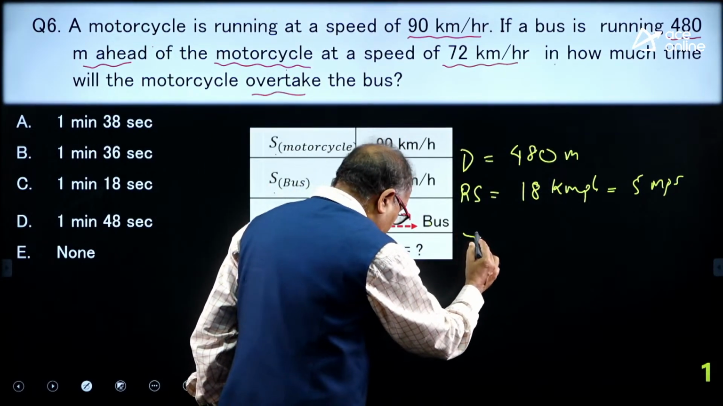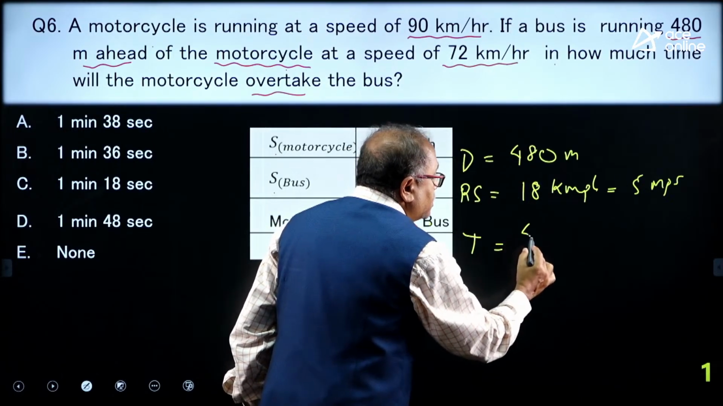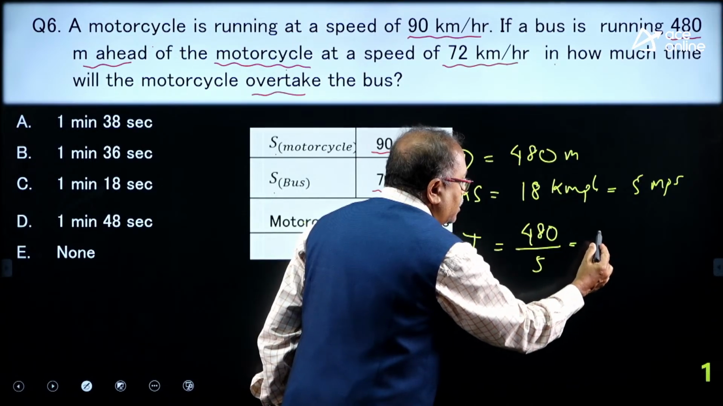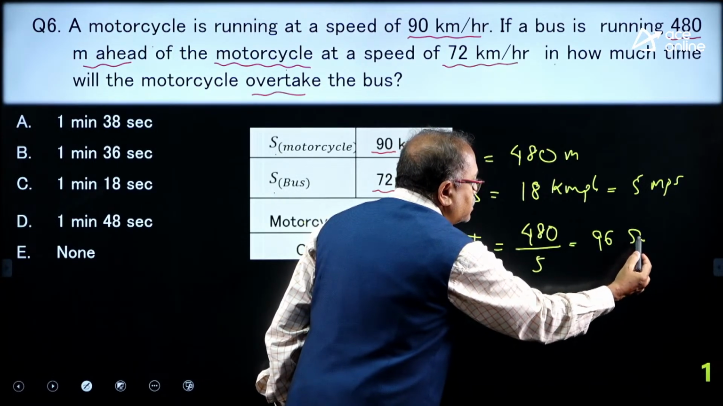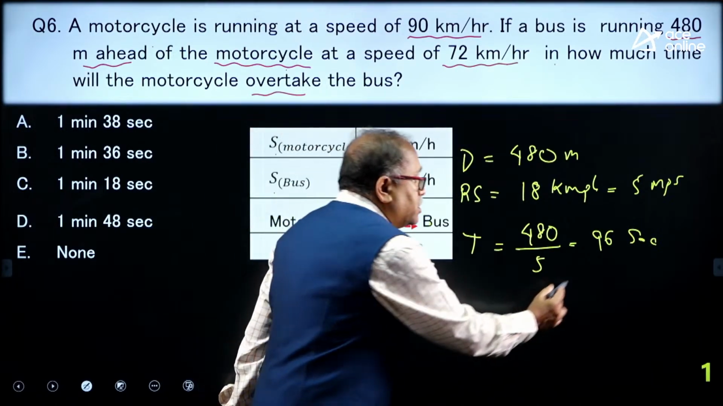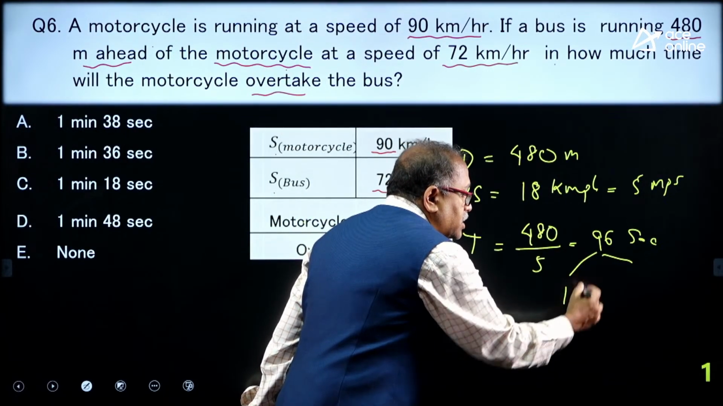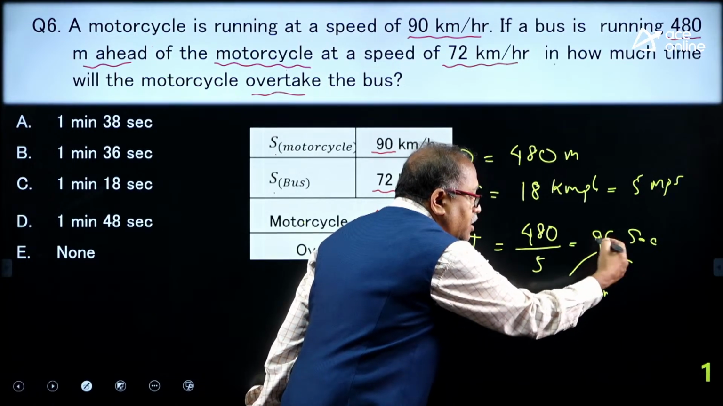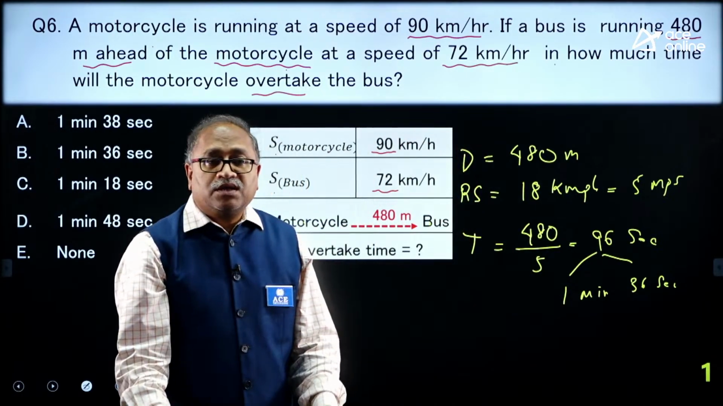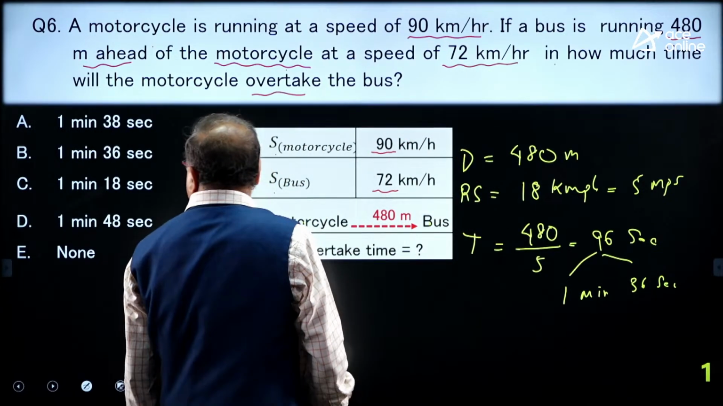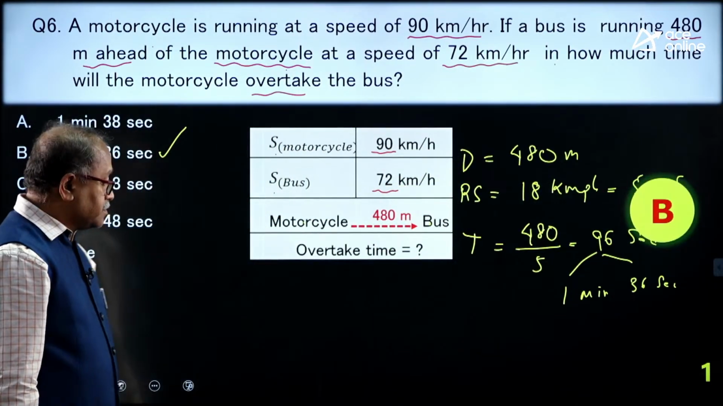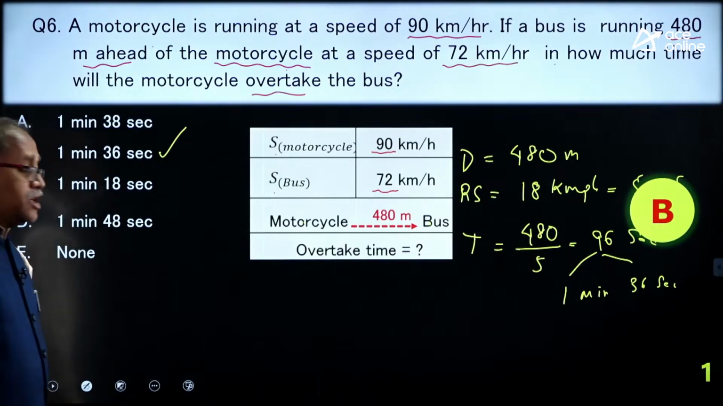So, how much time will it take to cover this distance? The time is nothing but 480 divided by 5, which comes to 96 seconds. But when I look at the options, it is converted into minutes. 60 seconds is 1 minute, and how many seconds more? That is 36 seconds. So, 1 minute 36 seconds. That option is there, option choice B. Am I right?